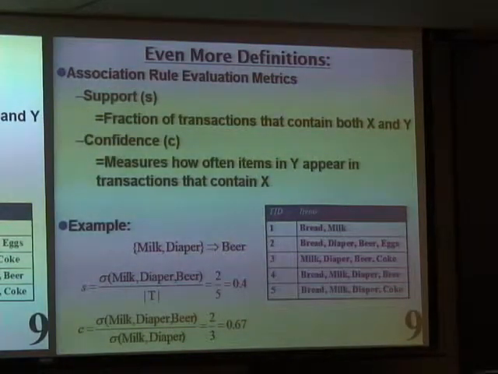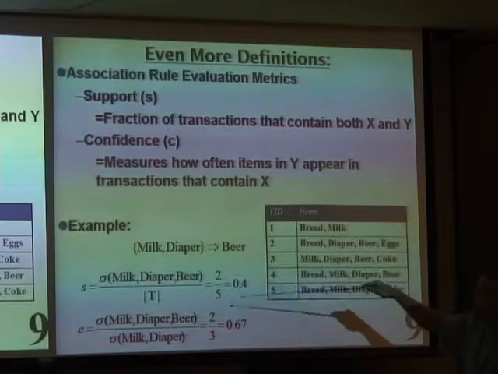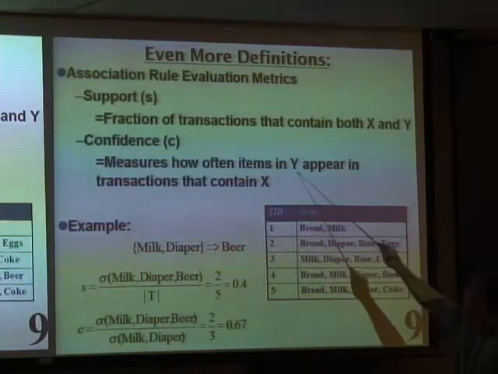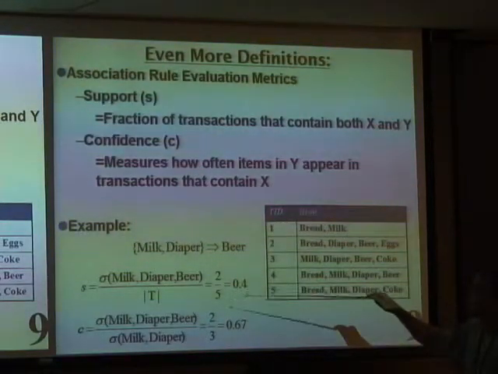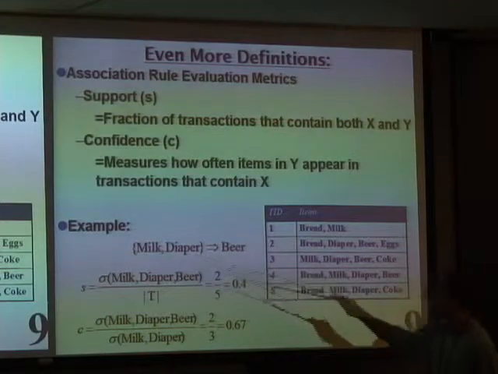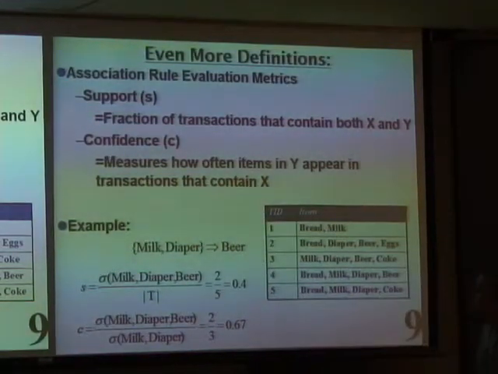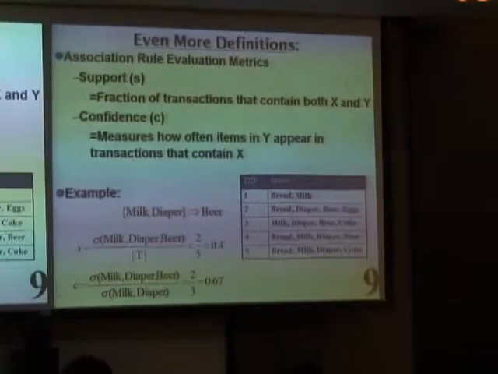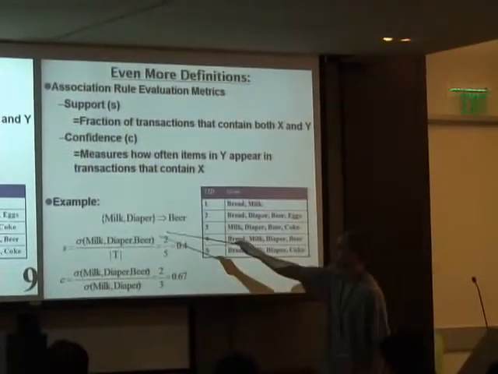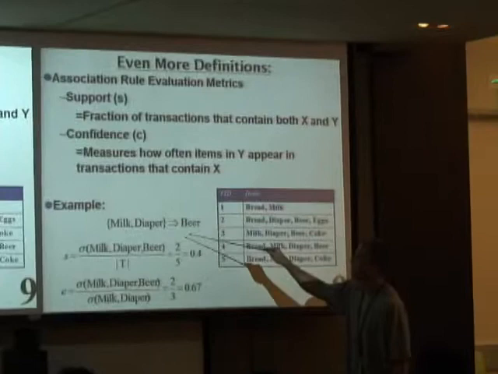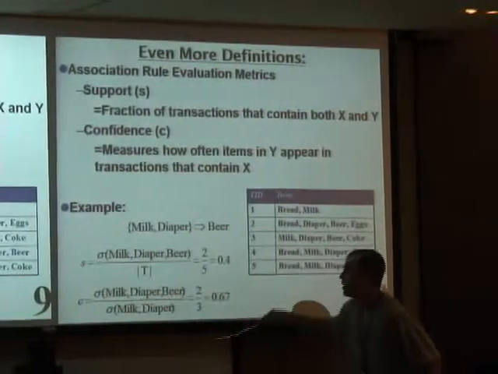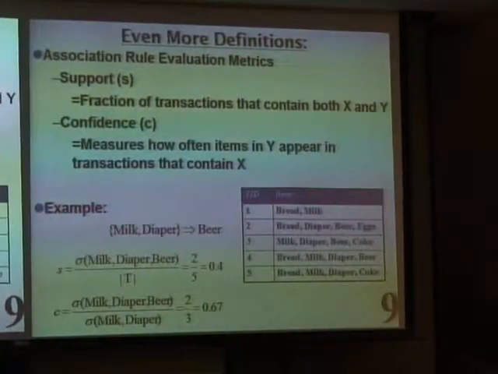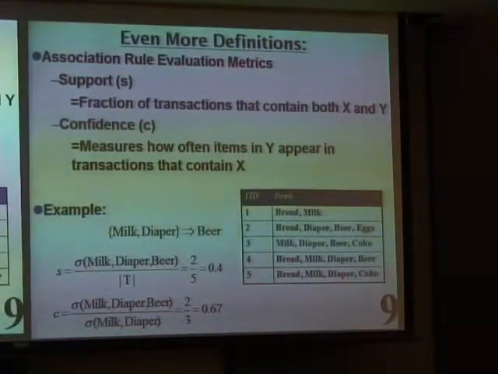Then confidence is the strength of the association, whereas support is the frequency. Confidence measures how often items in Y appear in transactions that contain X. So for milk, diaper implies beer, the confidence is: out of all the transactions that contain milk and diaper, how many of them also contain beer? Someone mentioned last time, isn't this just conditional probability? Yes, it is. This is the probability of beer given milk and diaper. Out of all the people that bought milk and diaper, how many also bought beer? Well, 2 out of 3. Two-thirds of the transactions that contained milk, diaper also contained beer, so that's what we call the confidence.